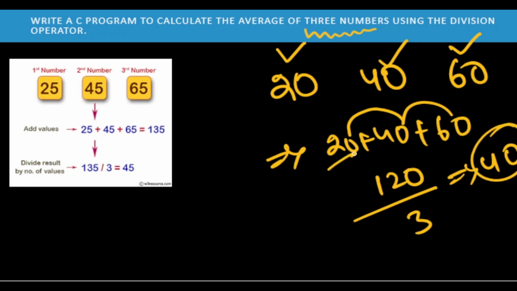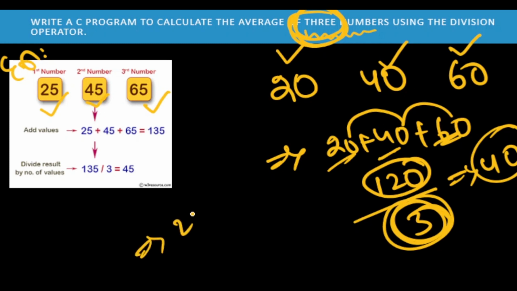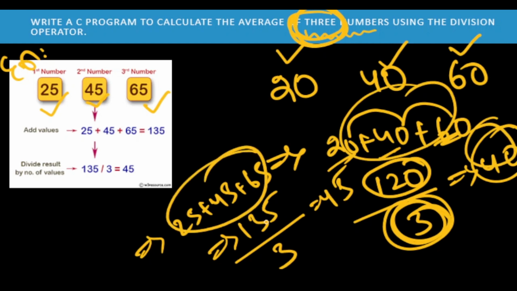How did we do this? First we need to store these values and we need to do sum divided by 3, because they told us that for every case there are only 3 numbers. So every time it is 3. In case of another example, the numbers are 25, 45, 65. What is the sum of observations? 25, 45, 65, what is the sum? 135, right? Now divided by how many numbers? 3 numbers. So divided by 3. 135 by 3 is 45. This is the answer. In case of the first example, 40 is the answer. In case of this one, 45 is the answer. Okay.